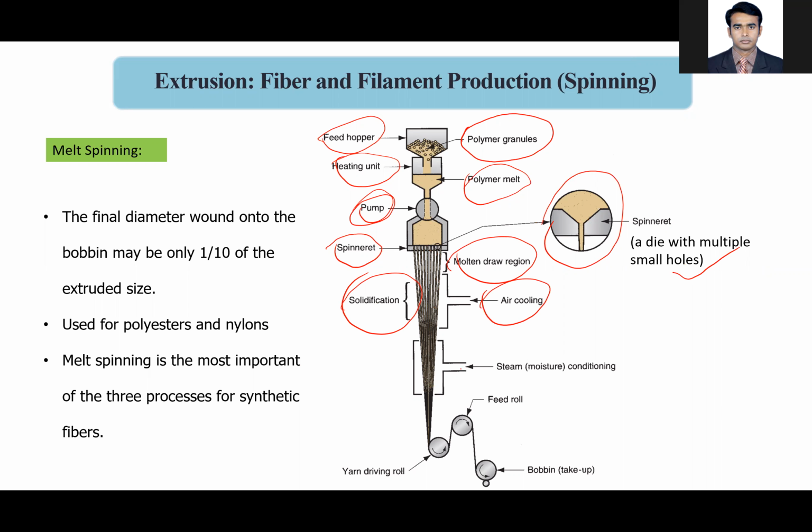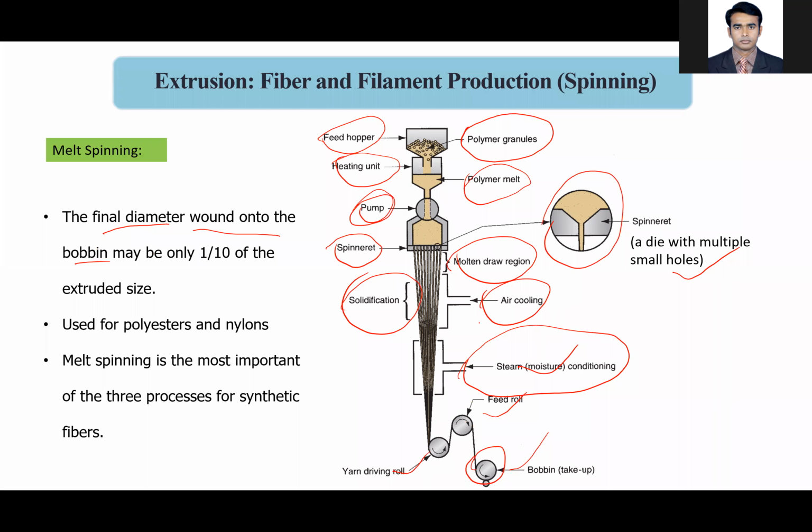Then you can do further treatment. Sometimes these fibers are coated with some other polymers so that they don't degrade so easily. Also you need to do the steam conditioning, the moisture treatment, and then it goes to the yarn driving roll. Another important thing about this process is the final diameter wound onto the bobbin. This is called the bobbin, the final reel where we take up the fibers and store them.